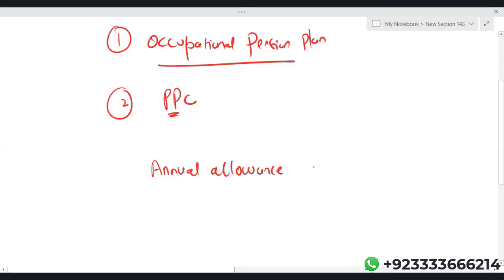The annual allowance limit is £40,000 for the pension. Now the question is, number one, how will this limit be utilized? This is the one question. Second question, if someone has contributed less than 40,000, what will be done with that? And if someone has contributed more than 40,000, then what will happen?